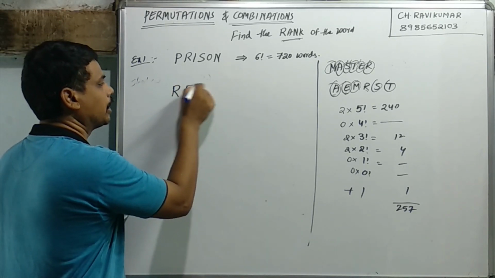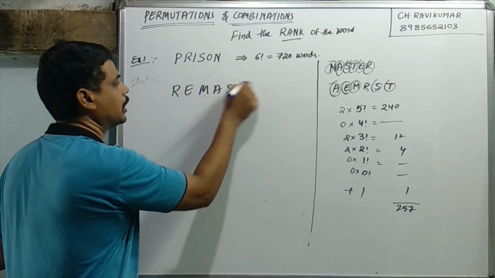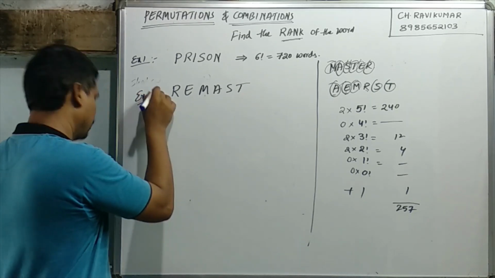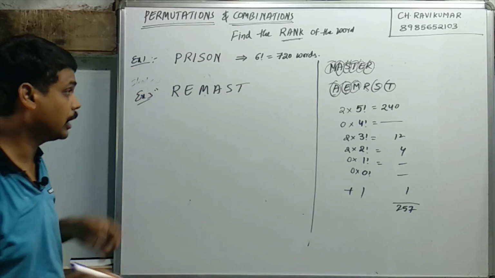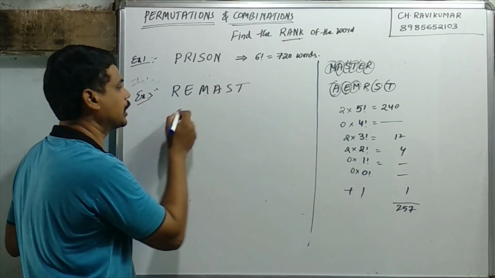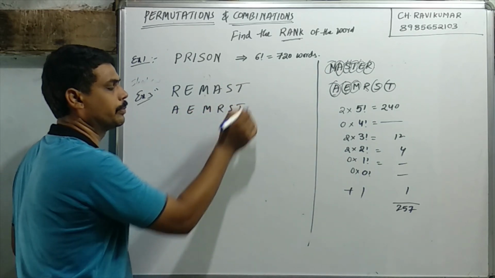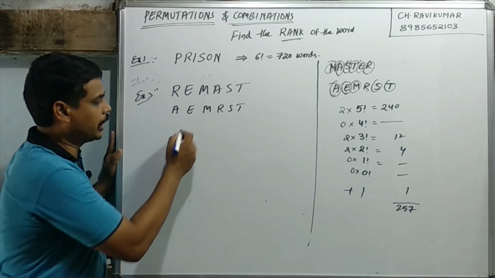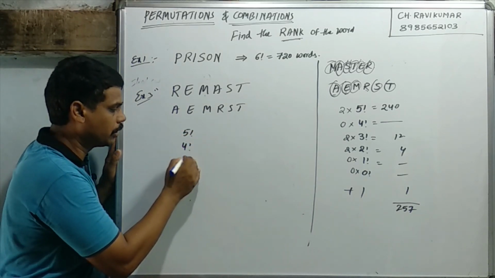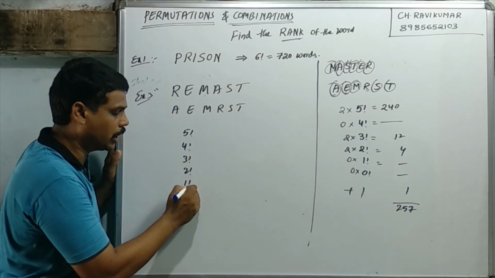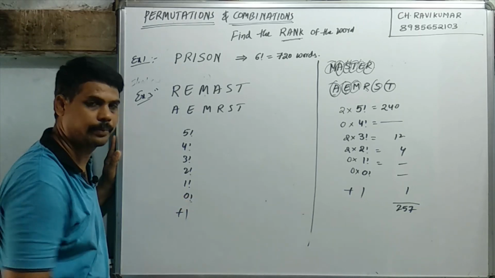REMAST. Find the rank of REMAST. Again, you have to take the same word, with the alphabets in order: A, E, M, R, S, T. First of all you have to take 5 factorial, next 4, 3, 2, 1, 0, plus 1.